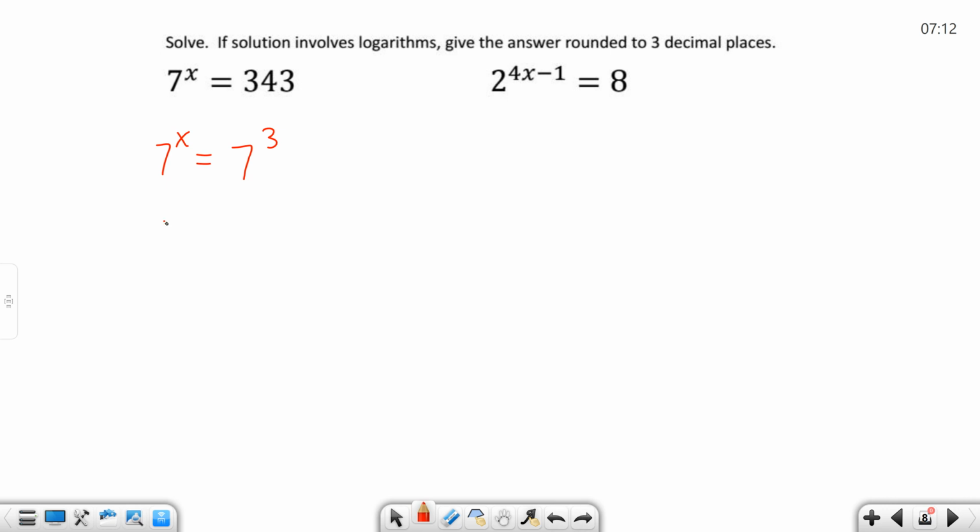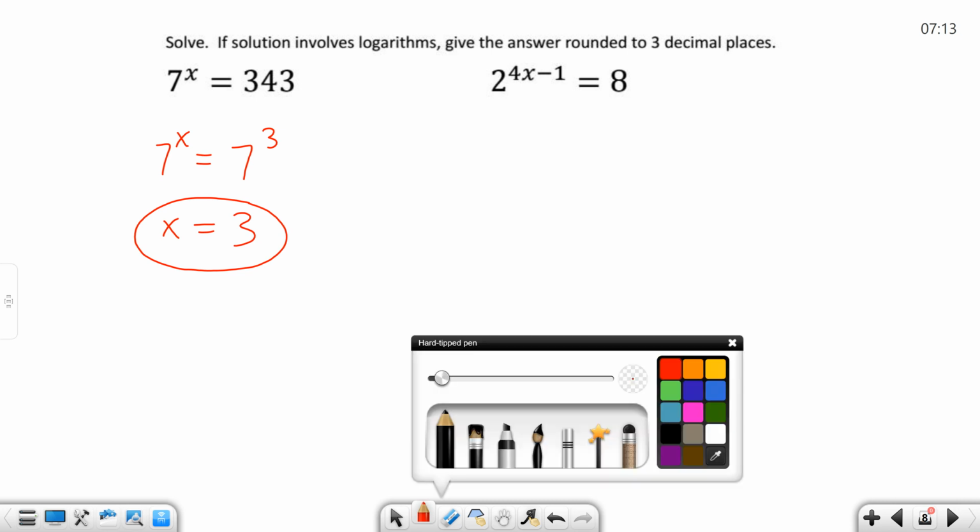So that means I can just get rid of the 7 and say x equals 3. If 7 to one power equals 7 to another power on the other side, then the powers have to be equal because you're raising 7 to that on both sides. So then x equals 3, and this one is already solved. We don't need to solve anything. x equals 3 is already solved.